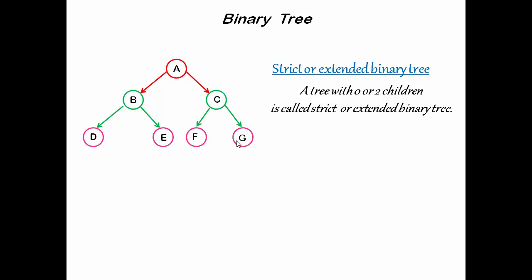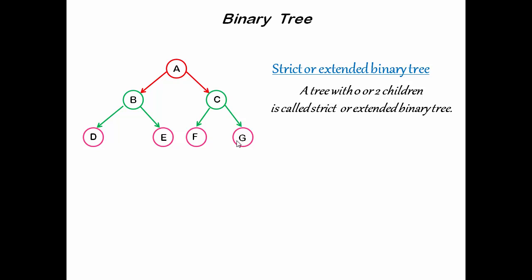In such a case, the nodes with 2 children are called internal nodes. For example, A, B and C. And the nodes with 0 children are called external nodes. For example, D, E, F and G.